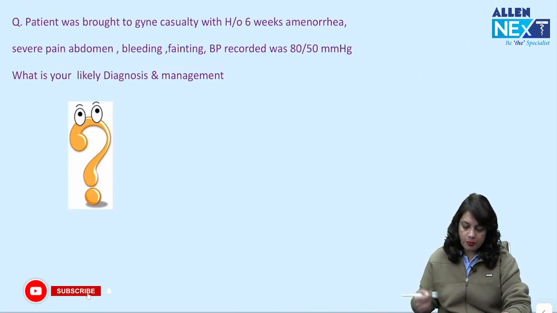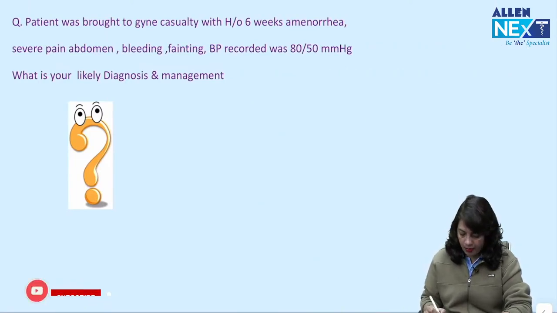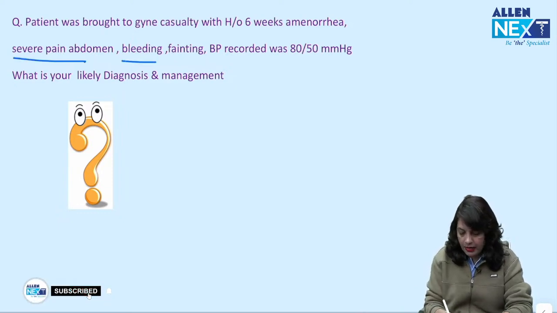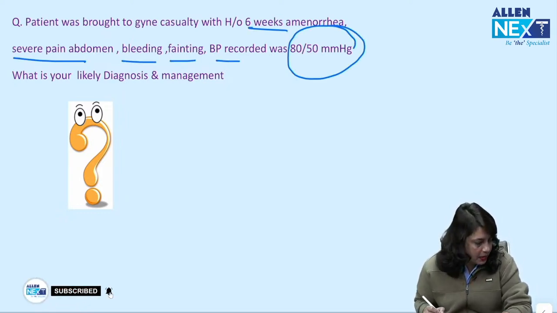Next, a patient was brought to the gynae casualty with a history of 6 weeks amenorrhea, severe pain abdomen, bleeding and fainting. BP recorded was 80/50. What is your diagnosis and management? You can write your answers in the chat box. I can read your chat.